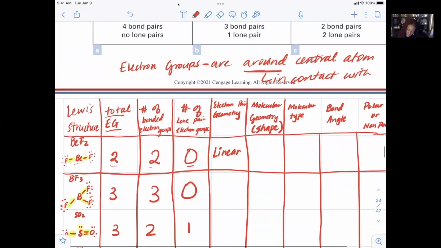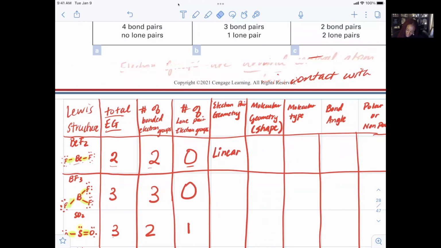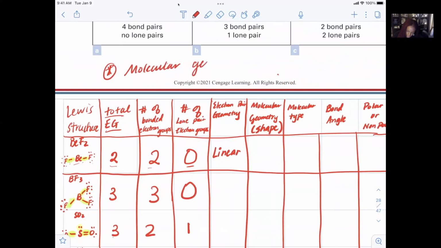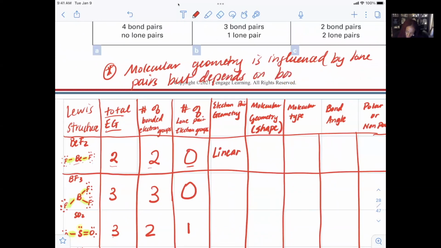Okay, I'm going to write this somewhere. I need the space to write something else as you guys are taking notes. Molecular geometry is influenced by lone pairs, but depends on bonded groups only.